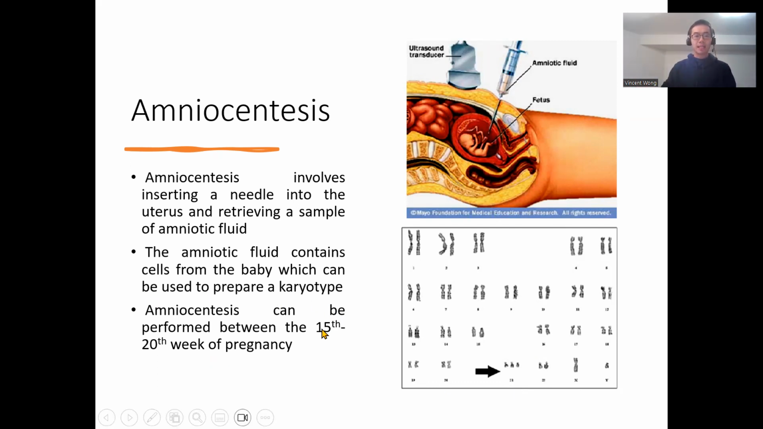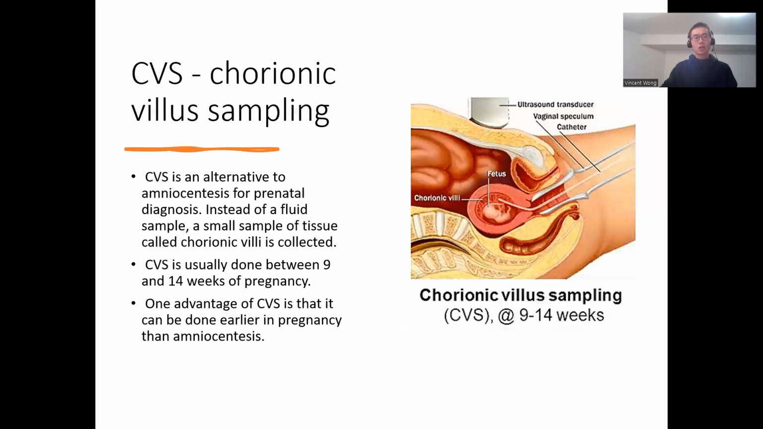So this can be done between 15 to 20 weeks of pregnancy, so still relatively early on in the pregnancy. The whole pregnancy is 36 to 40 weeks, right? And that's an option. Now, if people want to screen even earlier, there's another option called CVS. CVS stands for chorionic villus sampling.